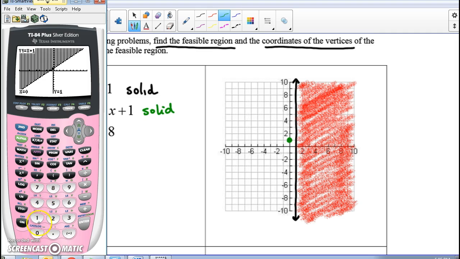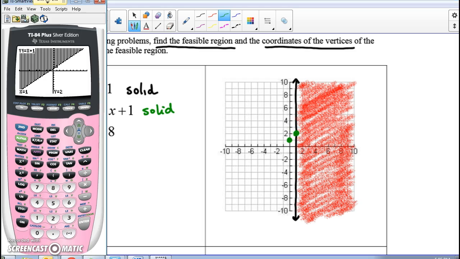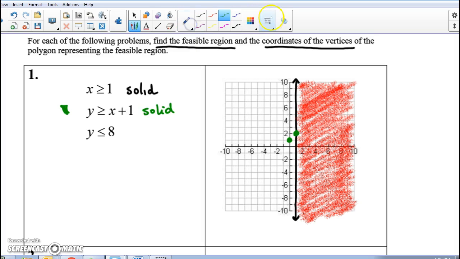And then let's find one other point. So how about 1? At 1 it's 2. So 1 and 2. So there's our line. So now connect it with your straight edge.